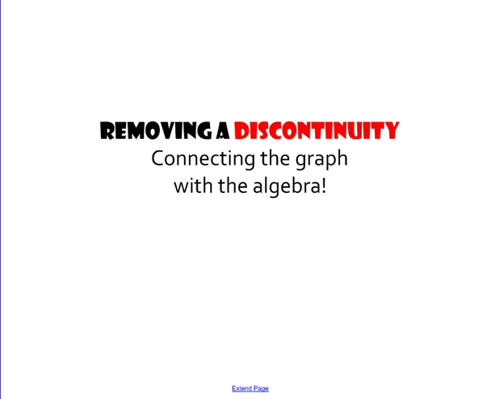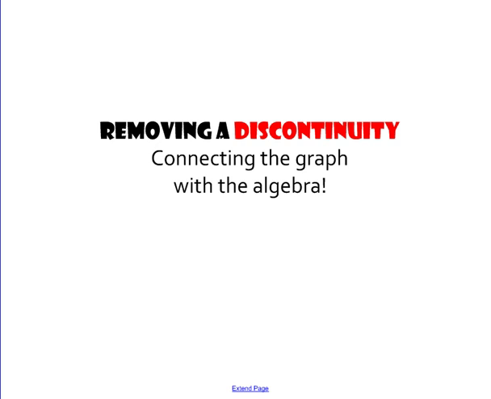The first thing that you need to know is that all polynomial functions are continuous. So you're not going to have to worry about removing discontinuities when you're talking about polynomial functions. Most of the time, when we have to remove a discontinuity, we are talking about rational functions and piecewise functions. And so we're going to show a few examples of those for you today.